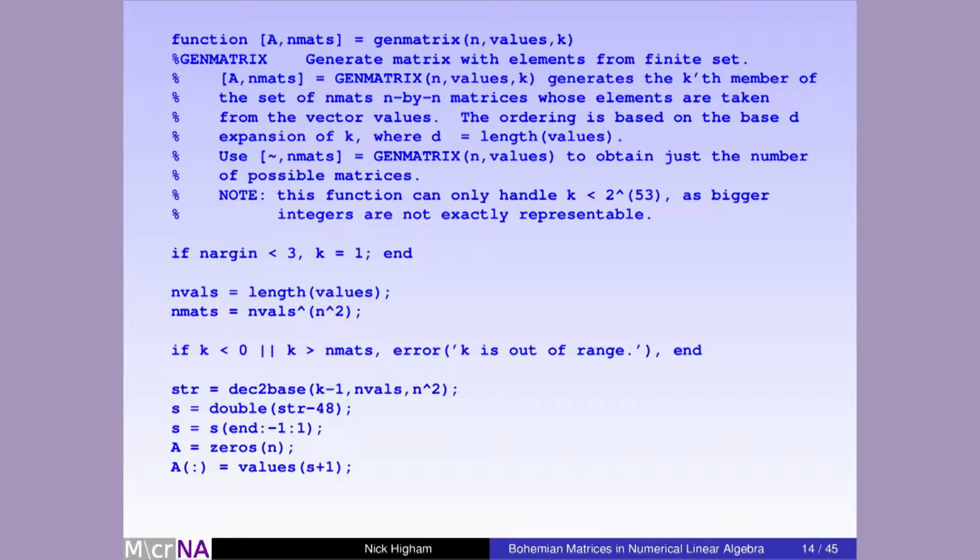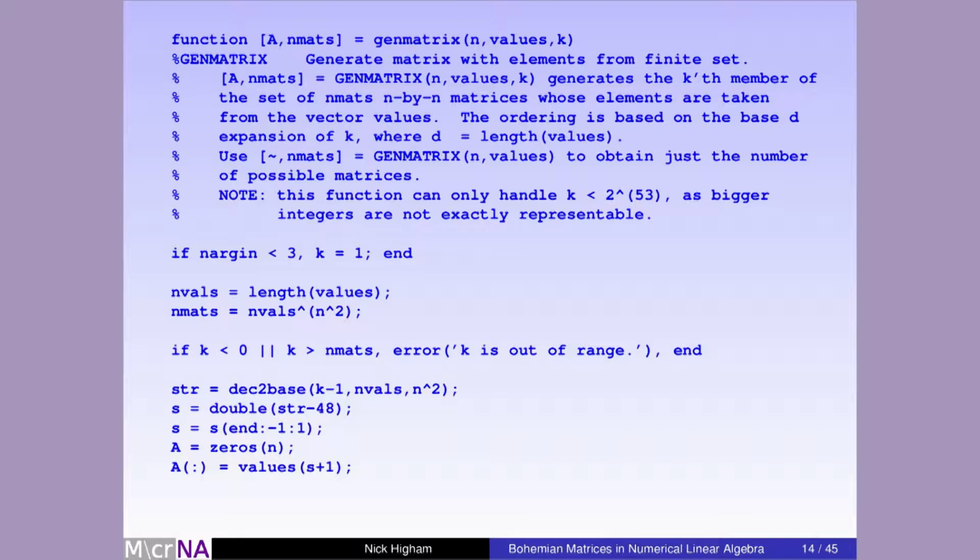Nothing terribly original here, but one interesting thing to mention is the way I've characterized the matrix. Here we've got a set of n by n matrices. The vector values determines the population, as Rob called it. So n vals is the number of values, and d is the length of that set. So d is the number of distinct values that we have to choose from, and by representing things in base d, you get a fairly concise representation of a matrix in this set.